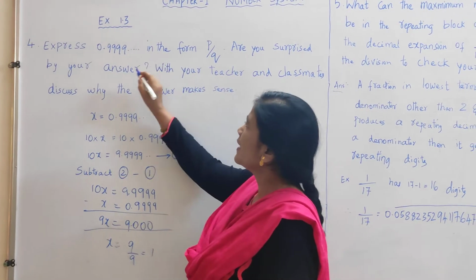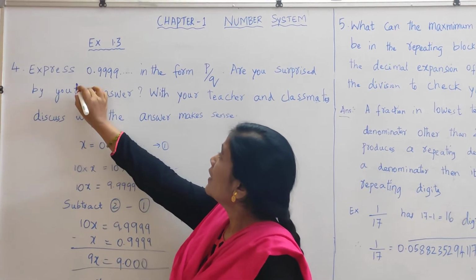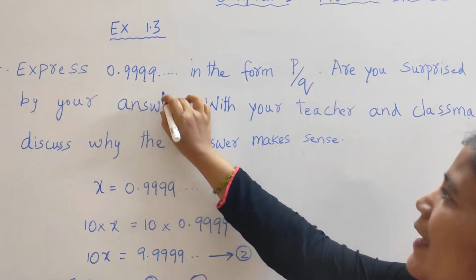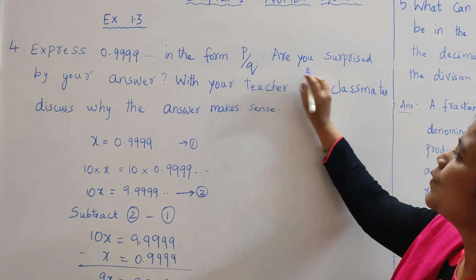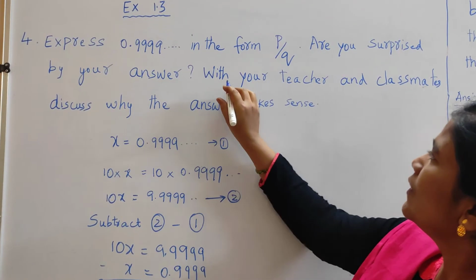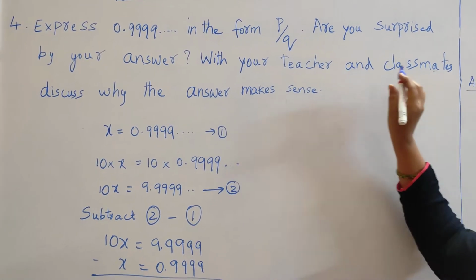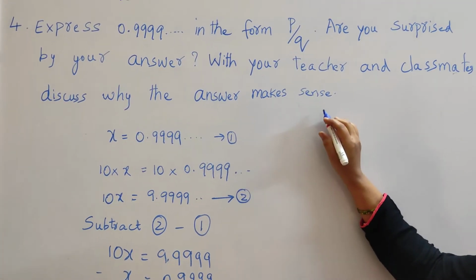So now let us begin question number 4. Express 0.999... in the form p by q. Are you surprised by your answer? With your teacher and classmates, discuss why the answer makes sense.